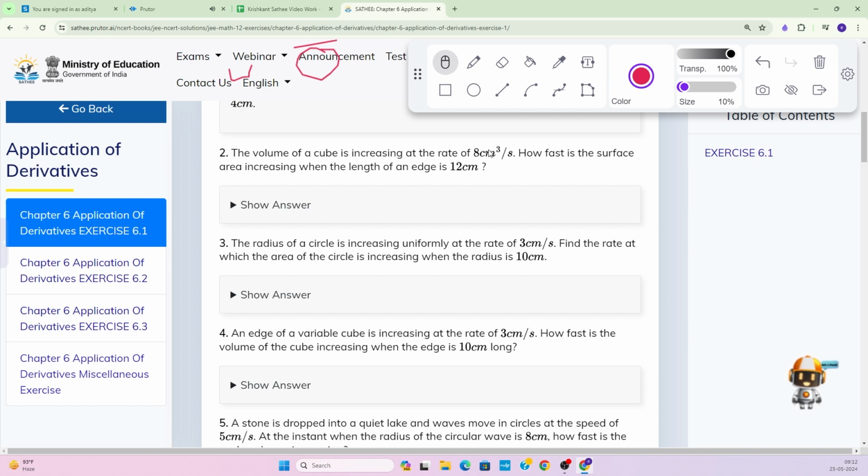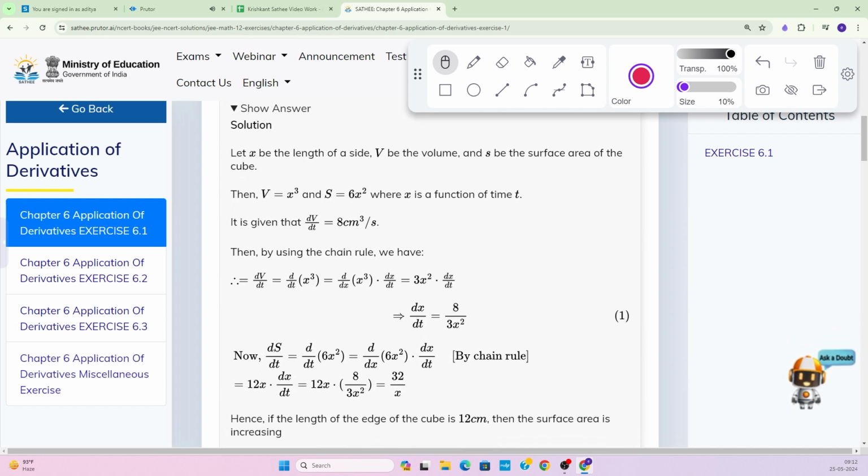The surface area expression would be 6 times x square. Let's see the solution. Taking x as the length of a side, we take volume as V and surface area as S. This means volume will be x cube, surface area will be 6 times x square, and we know the derivative will be with respect to time.